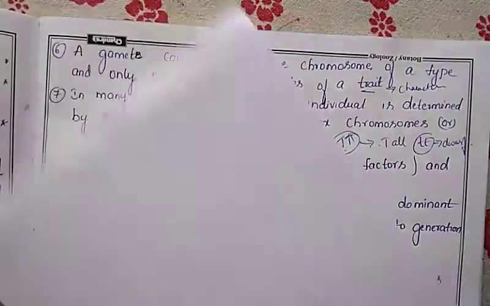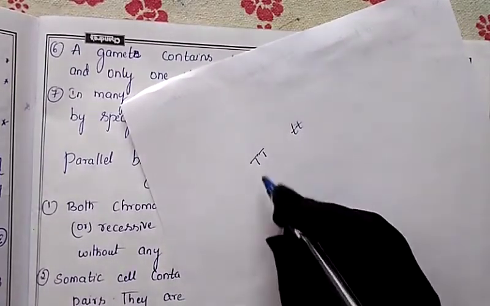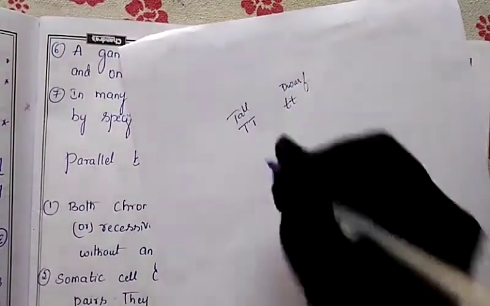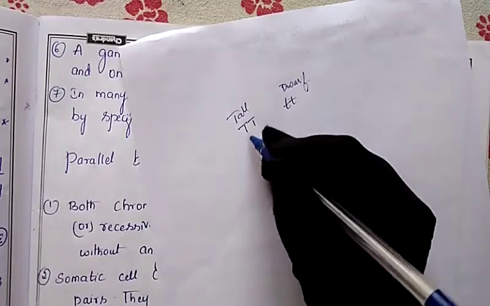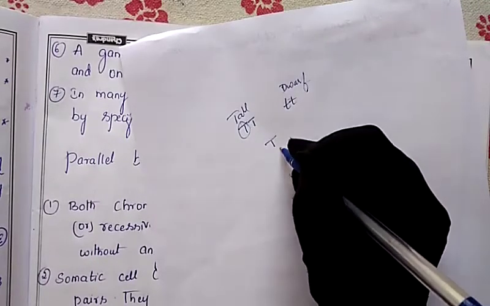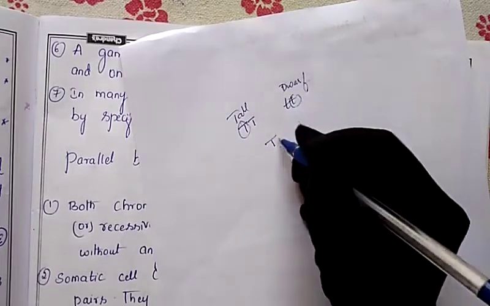Just now we have discussed this in the monohybrid cross. The father is homozygous TT and the mother is homozygous dwarf. The father is tall, the mother is dwarf. Now in the offspring, only one allele will come from each. The father has two alleles, and among the two alleles only one allele will come here. The mother also has two alleles, and among them one allele will come.